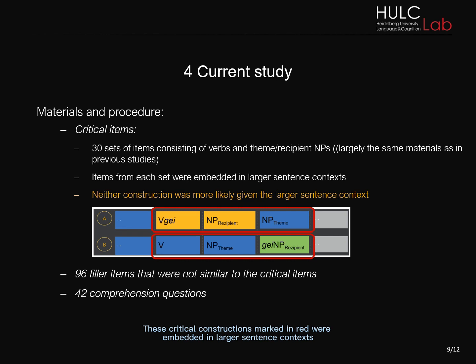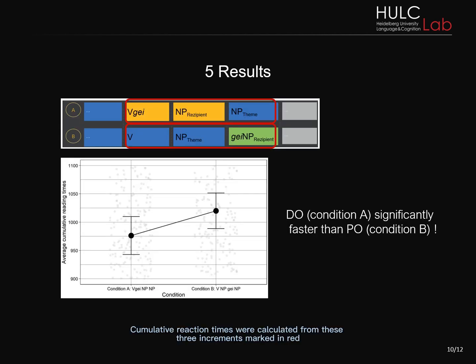These critical constructions marked in red were embedded in larger sentence contexts. The sentence contexts for each item in these two conditions were the same. Neither construction was more likely given the larger sentence context. There were also 42 comprehension questions which appeared randomly to ensure engagement. Cumulative reaction times were calculated from the three increments marked in red.